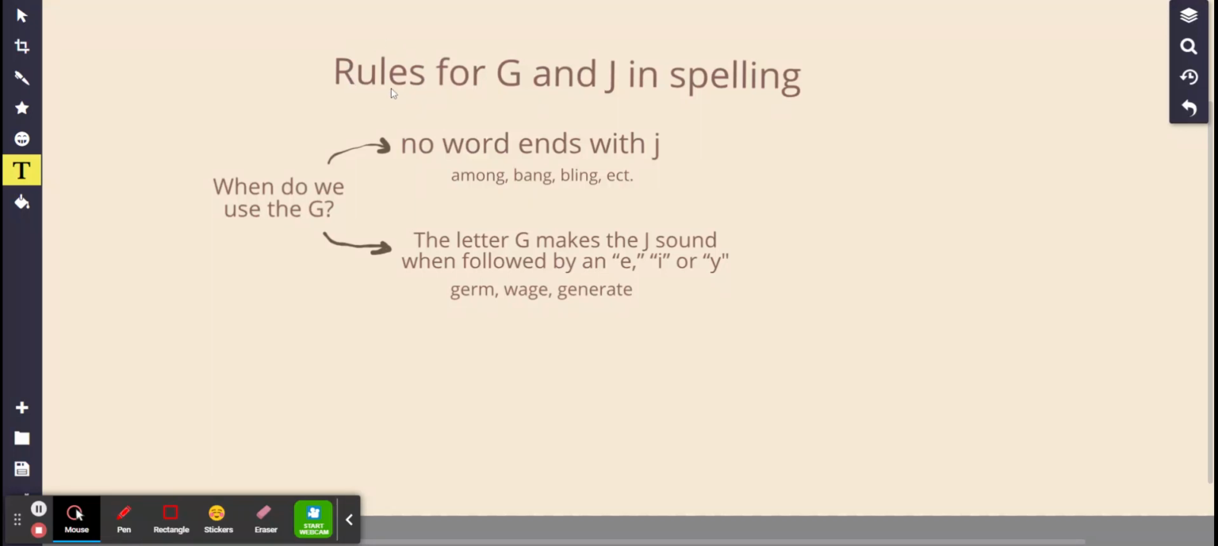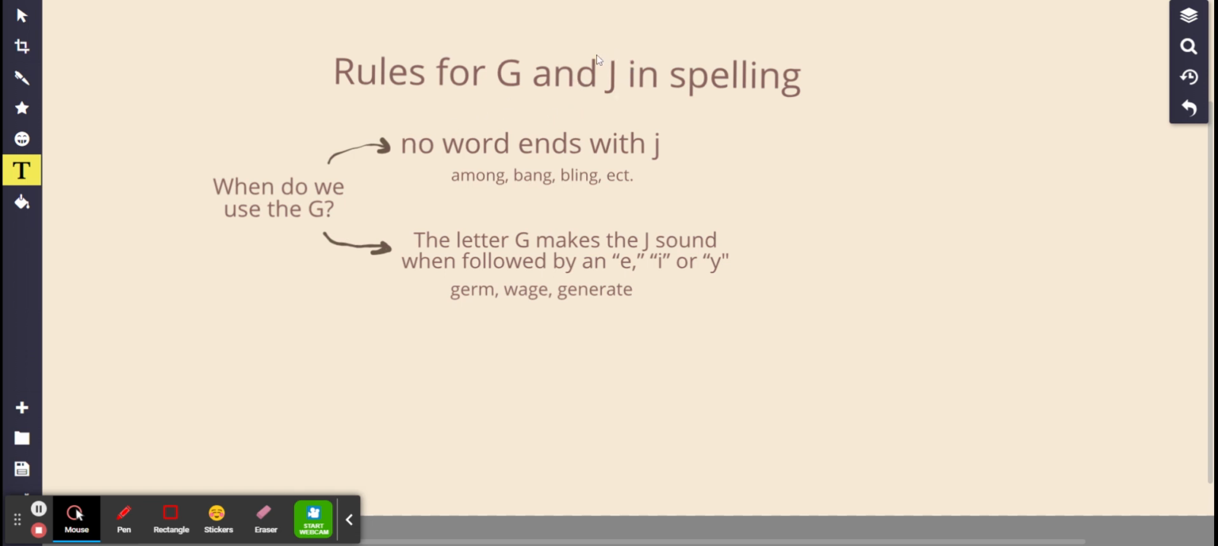So for this lesson, we'll learn the rules for G and J in spelling. I know G and J sound like completely different letters, but there are instances in the English language where sometimes the G makes more of a J sound and the J makes more of a G sound. And that's where you get into murky water, and it can be really confusing for some people.